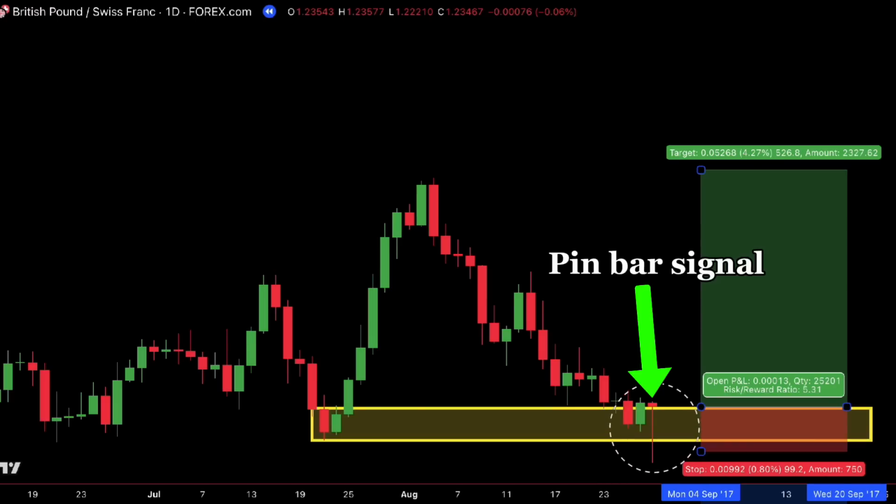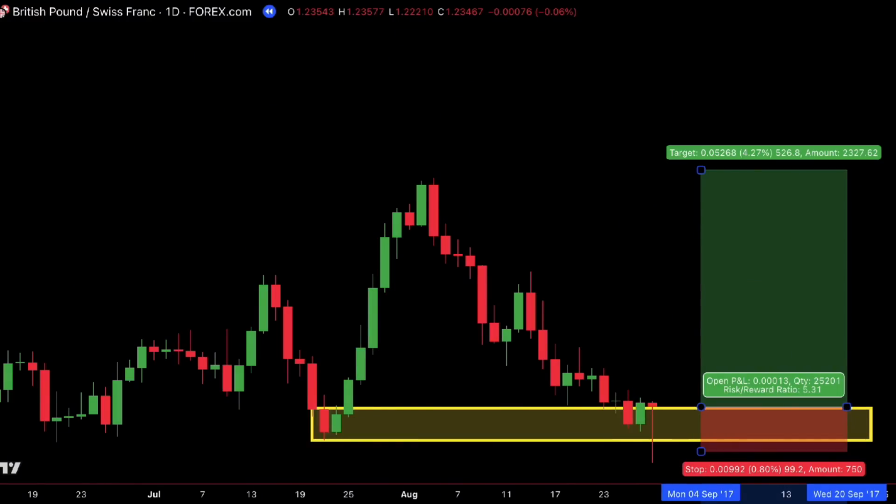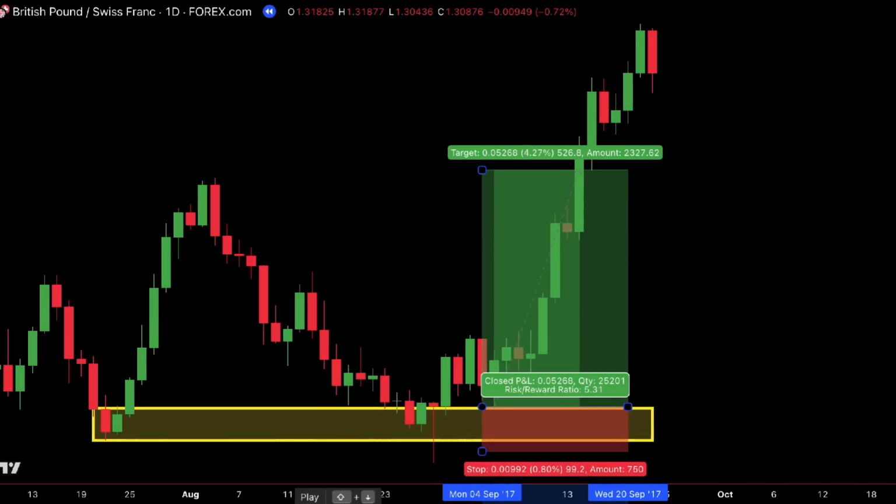Why is this pin bar important? It proves institutions are actively stepping in at this exact price level. The rejection confirms the zone's validity, acting as a strong confluence factor. You now enter with confidence, significantly increasing your odds of success. This trade quickly moves upward, capturing your 5-to-1 reward to risk profit target.